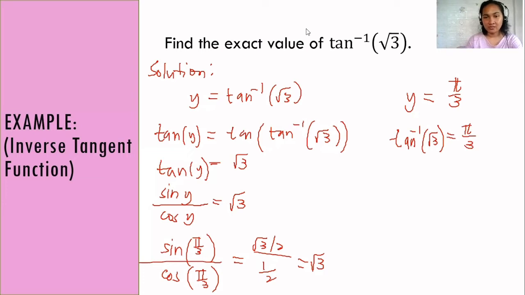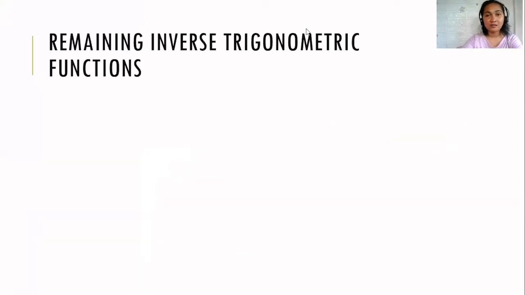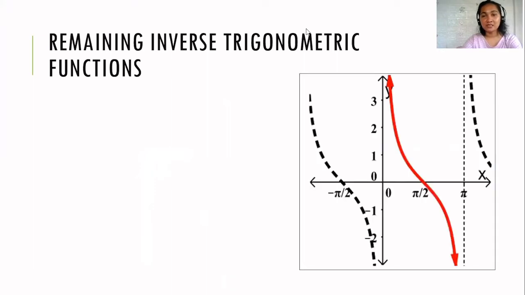Although at this point, it is a bit tricky because we apply trial and error to find the inverse tangent. But you can verify your answer using your calculator, whether you got the correct answer. So that's it for the inverse tangent function. Now we proceed with the remaining inverse trigonometric functions. So let's start with the cotangent function.